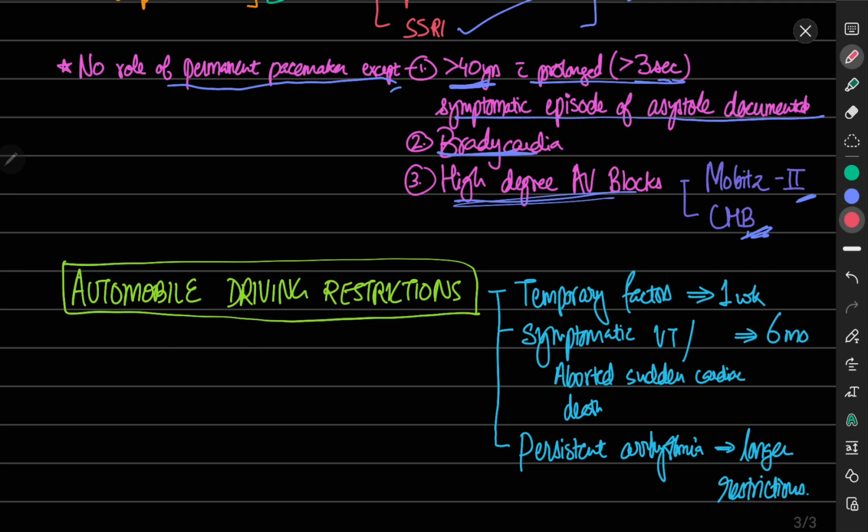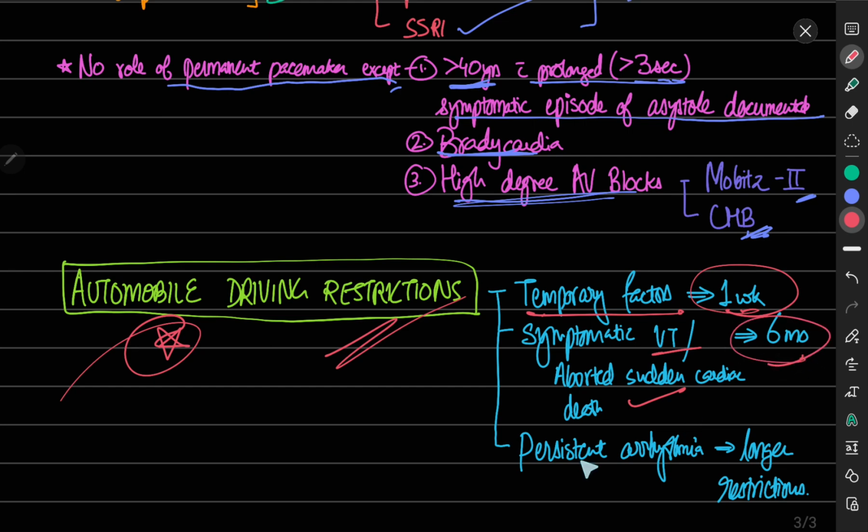Important in all patients, you have to tell them there have to be driving restrictions. If this is a temporary factor, for 1 week; for symptomatic VT or an aborted sudden cardiac death, for at least 6 months; and if it's a persistent arrhythmia, we have to go for a longer restriction.